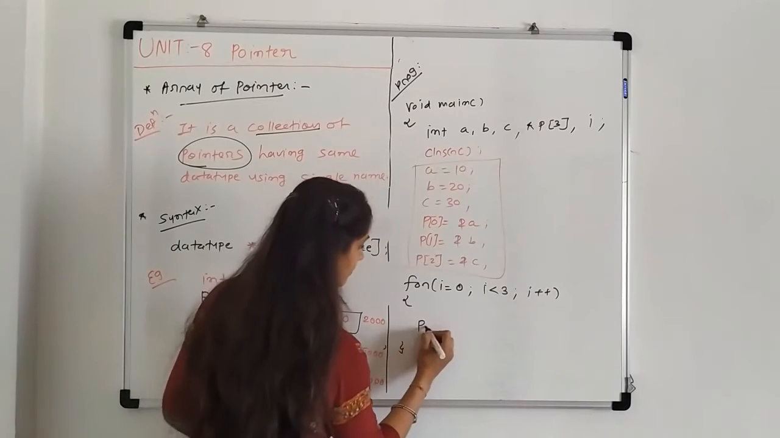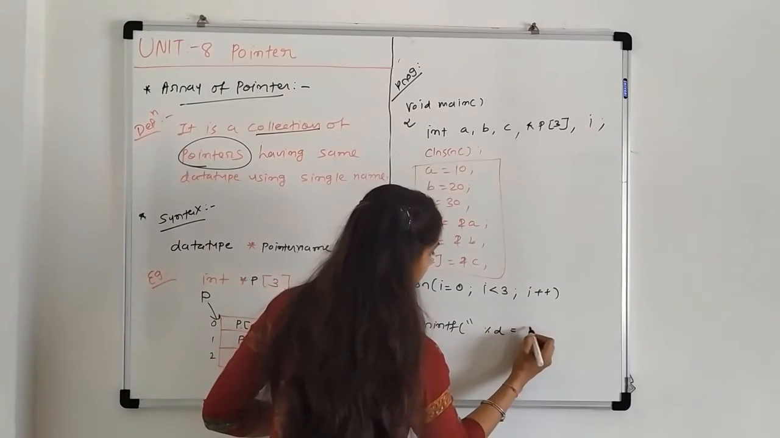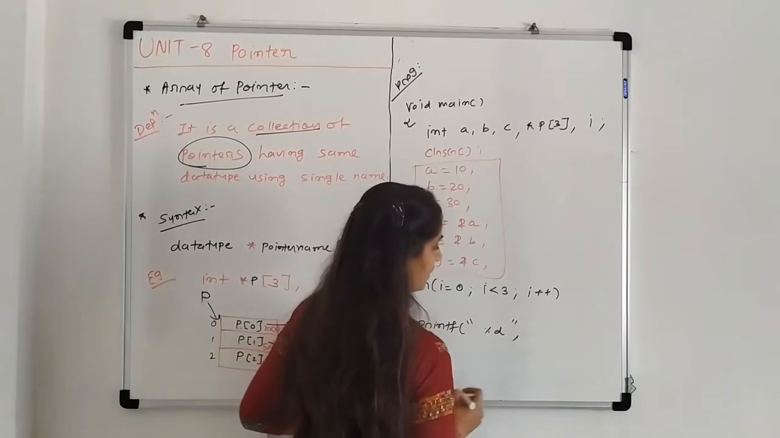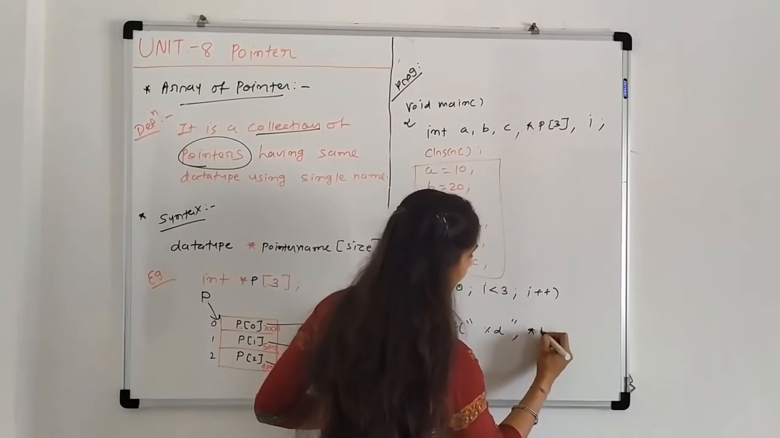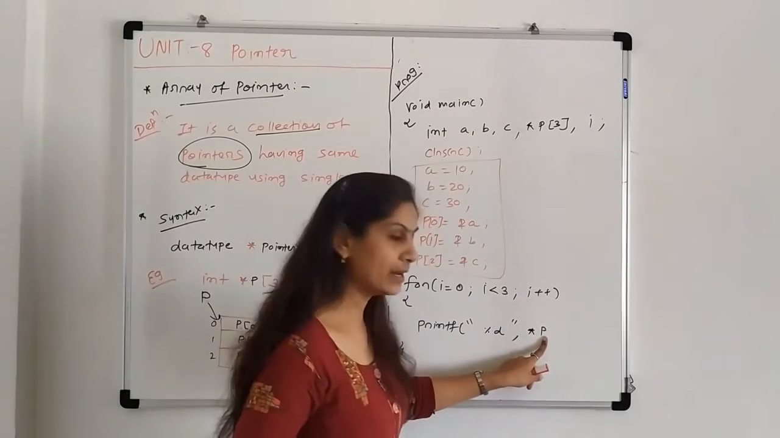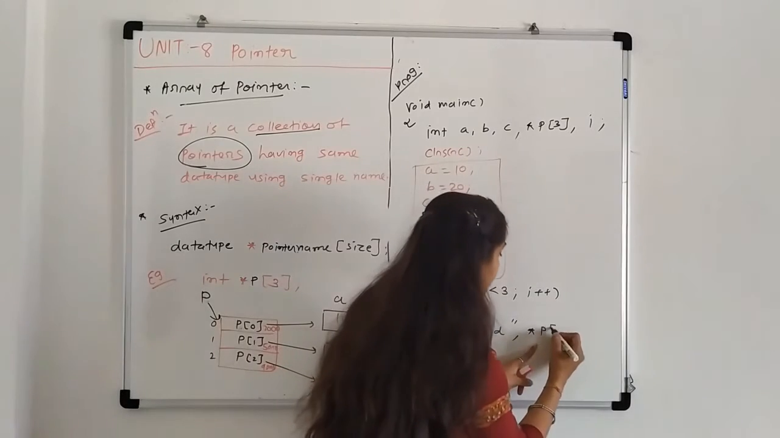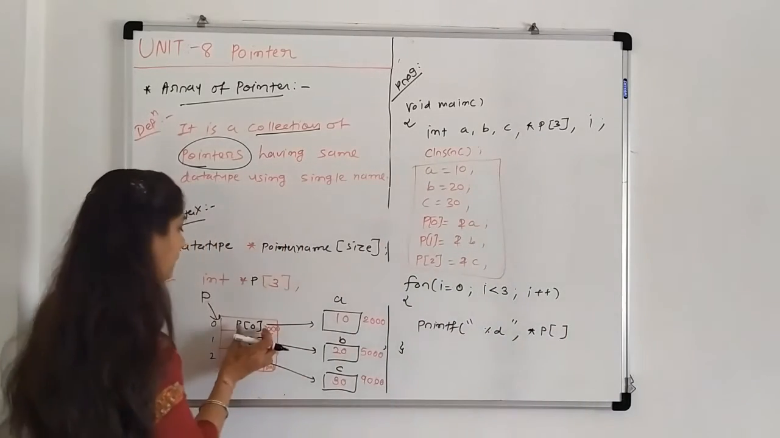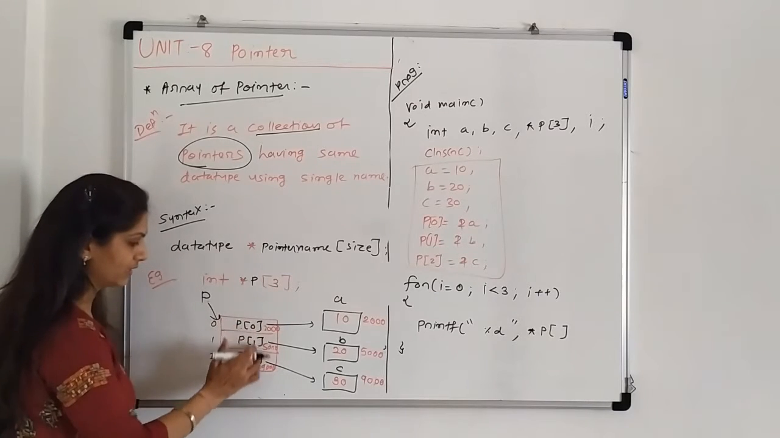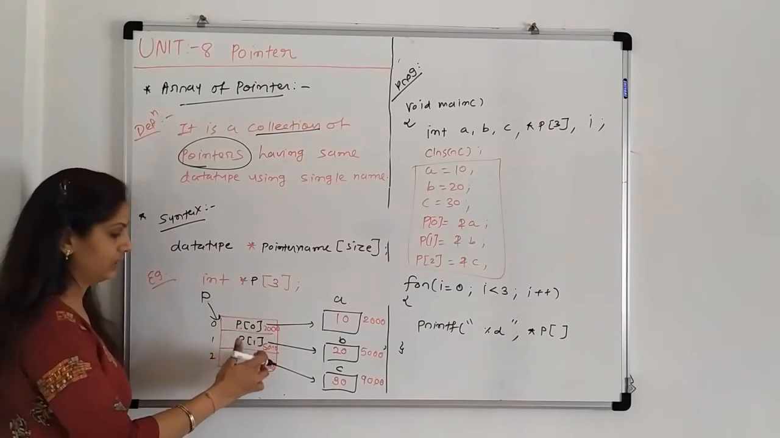We have to write printf %d equals star p. What are we writing in this simple program? Star p means the address and value. But here the address is in the form of a p array: P0, P1, P2. So here I starts with 0, then 1, then 2.